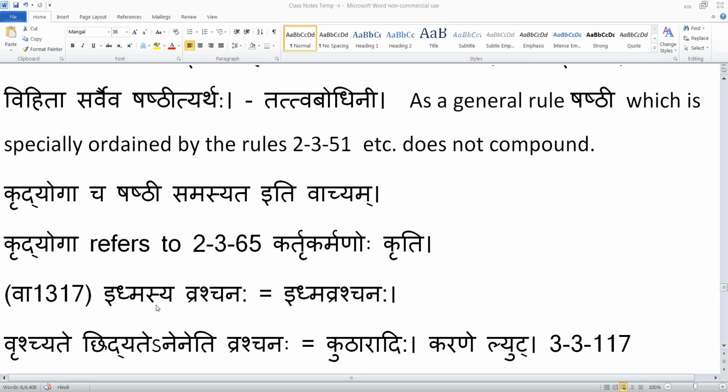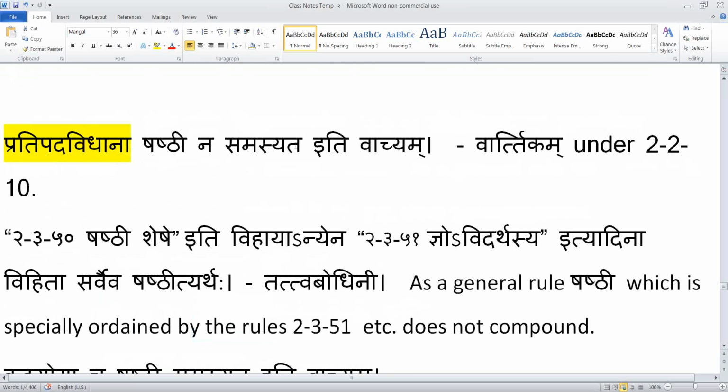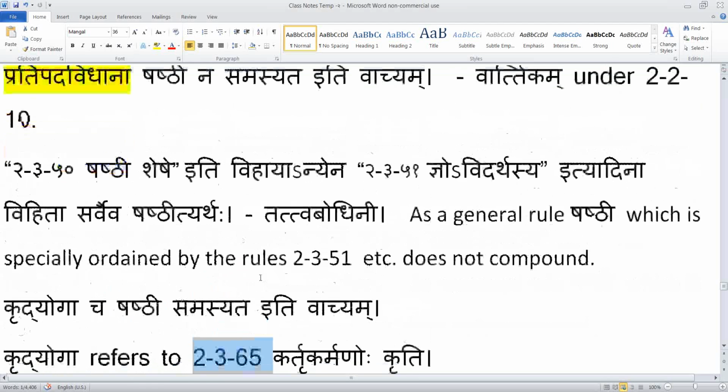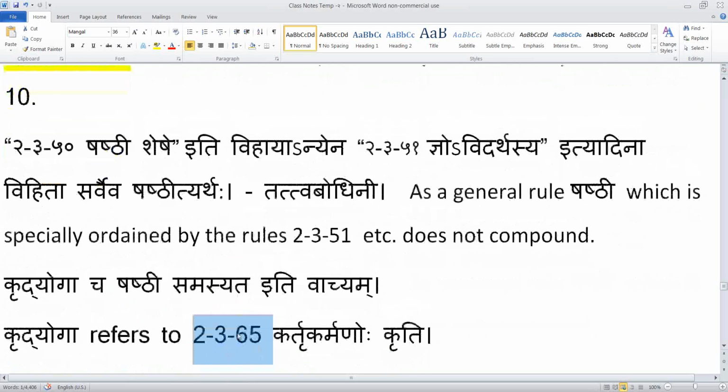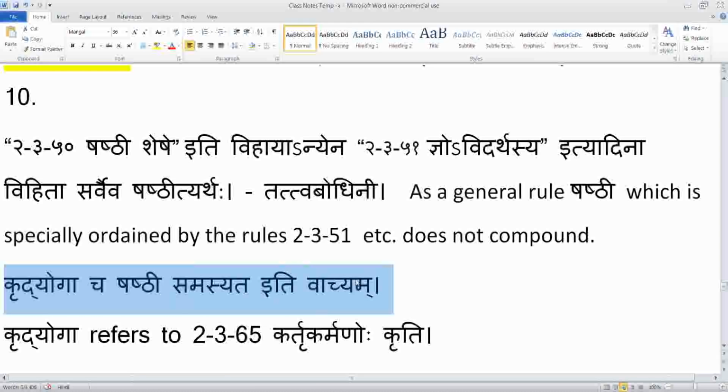So the way this is given, because this is the karma, the object of the cutting, the one that is being cut, this shashti, because 2-3-65 is not different from 2-3-50, but the vartikam which we have here, pratipada vidhana shashtina samaschate, this thing could not compound. But we want this to compound. So that's why another vartikam is krudyoga cha shashti samaschate iti vacham. That's the next sutra, which is what we're doing now.